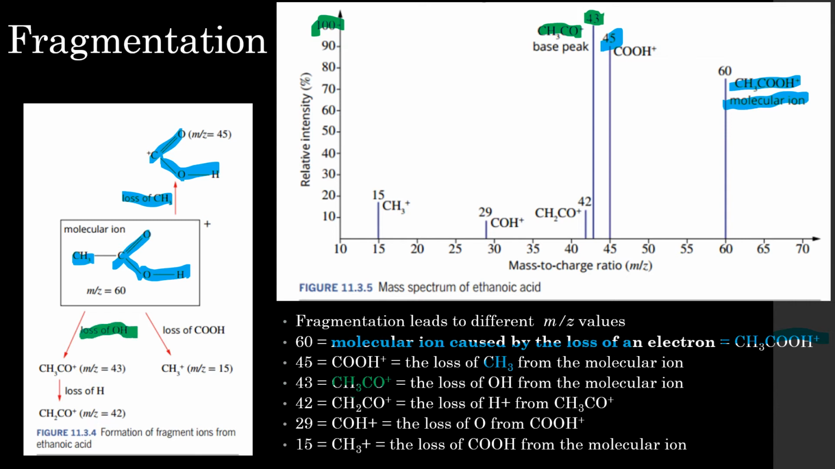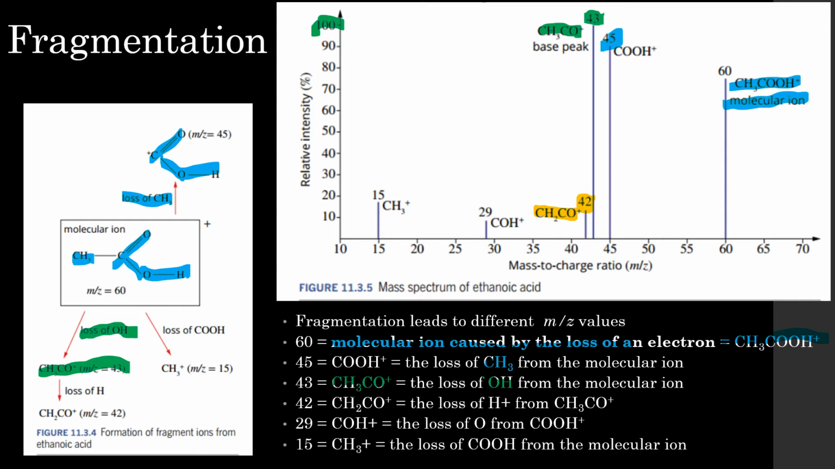So we've lost the OH from the molecular ion, and we've got a mass to charge ratio of 43. Now let's have a look at the next one. What is it, 42. Here's our 42.